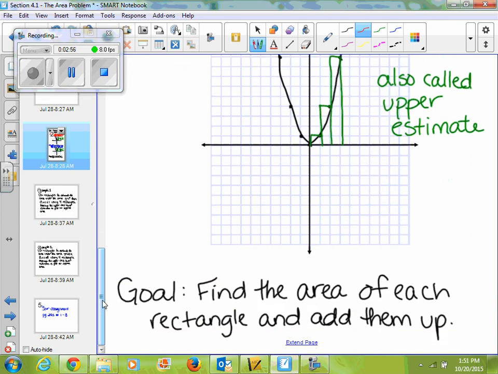And then your goal in finding your upper limits and your lower limits is that if you have values that are slightly above the graph and values that are slightly below the graph, if you average them, you'll get a fairly accurate representation of the area under your graph.